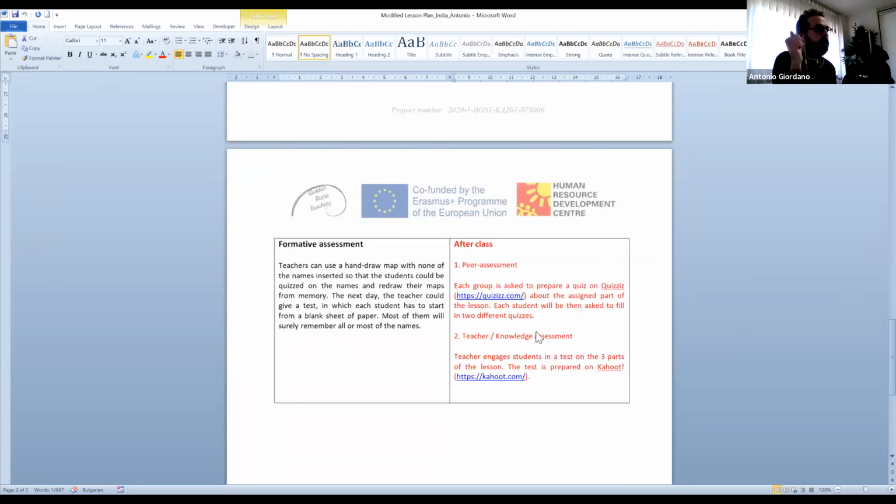And then after class, peer assessment. Each group is asked to prepare a quiz on Quizlet about the assigned part of the lesson. Each student will then be asked to fill in 2 different quizzes, those of the 2 groups each student was not a member of. And then there is obviously the teacher knowledge assessment. The teacher engages students in a test on the 3 parts of the lesson. So this time students will be asked to reply to questions about art, geography, and kitchen. For example, this test could be prepared on Kahoot. And this was my personal suggestion about how a traditional lesson plan could be modified according to the Flip the Future methodology.